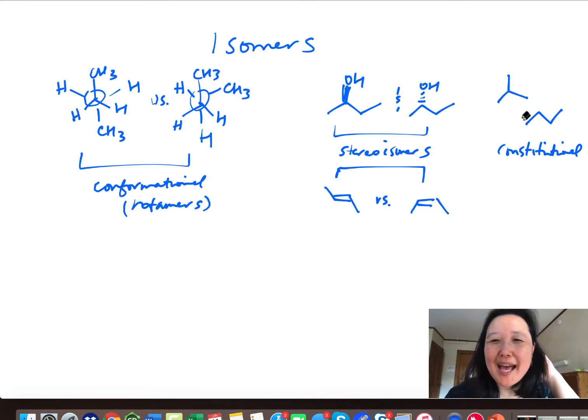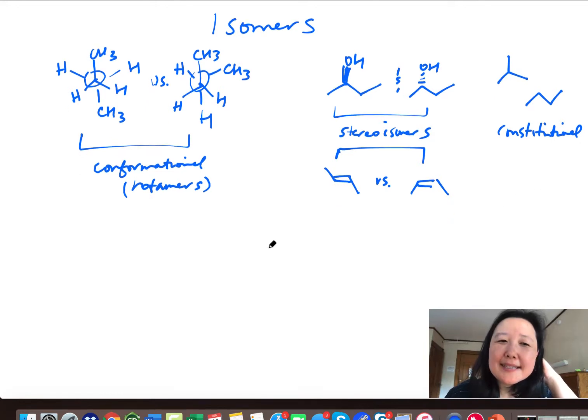Constitutional isomers are the most different. They are different connectivity of the atoms, so they're going to have different chemical properties oftentimes, or different physical properties. So here this is isobutane versus N-butane. So it's good to know some of the vocabulary. So thinking about each one of those, let me just give you some tips.